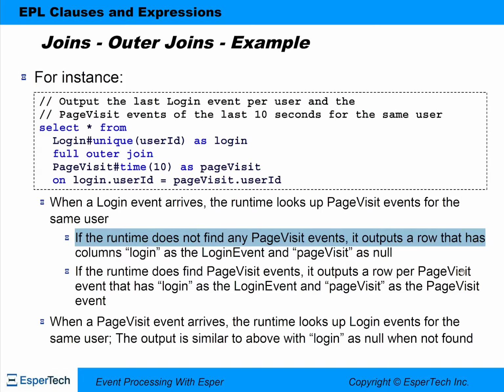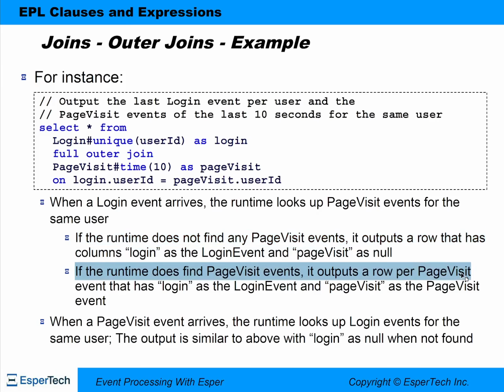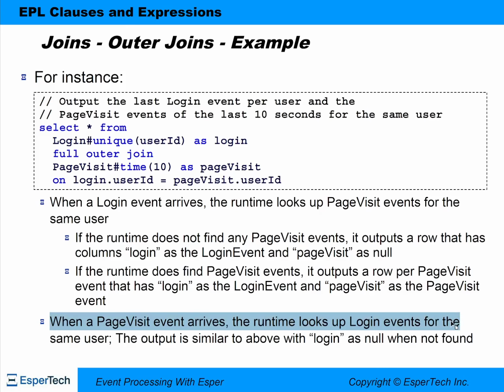If the runtime does find page visit events, it outputs a row per page visit event that is login as the login event and page visit as the page visit event. When a page visit event arrives, the runtime looks up login events for the same user. The output is similar to above with login as null when not found.